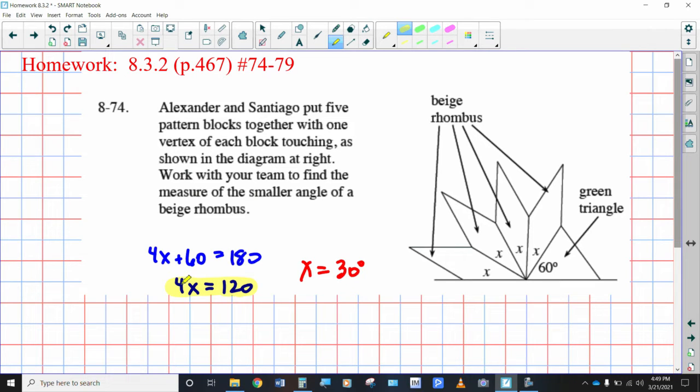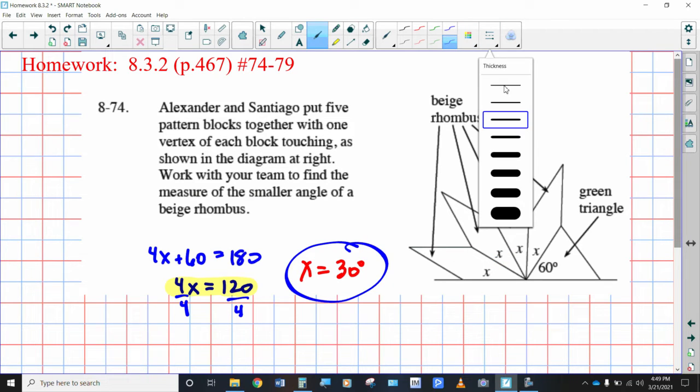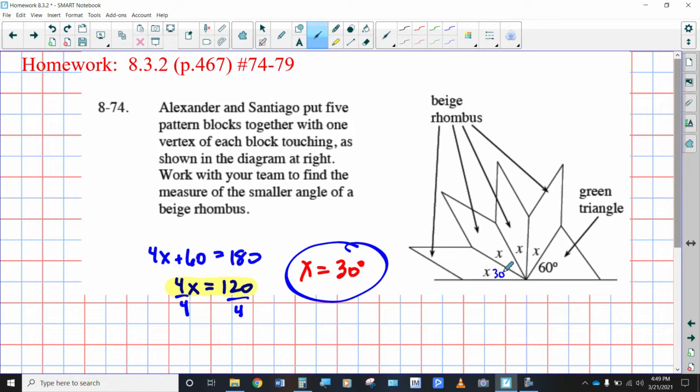So if you multiply 4 times x to give you 120, then you can figure out what x is equal to by dividing each side by 4, and 120 divided by 4 is 30. So each one of these is a 30-degree angle. Now we can prove it by saying, well, if this is 30, and this is 30, and this is 30, and this is 30, then let's just add them all together. You got 90, 120, 150, 180. Yes, they all add up to 180 degrees. So that is the answer.